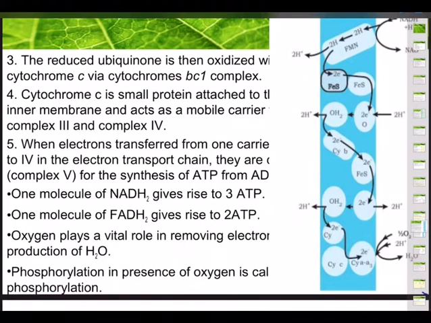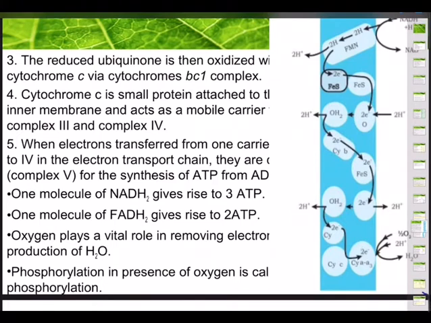Electrons are ultimately transferred to oxygen to form water. This step is called terminal oxidation. So if you see here, the reduced ubiquinone is then oxidized with cytochrome via the cytochrome BC1 complex.